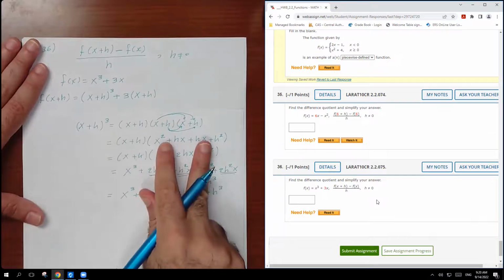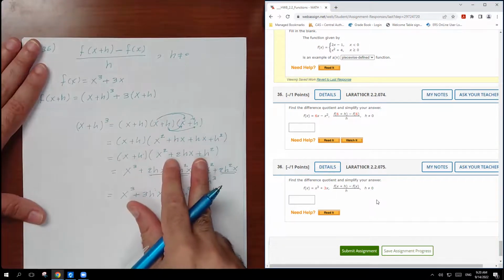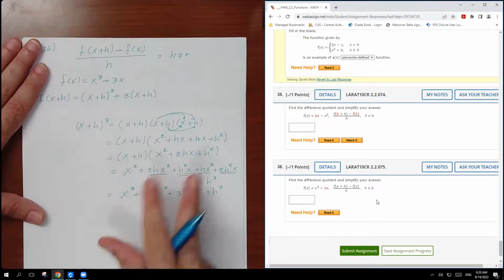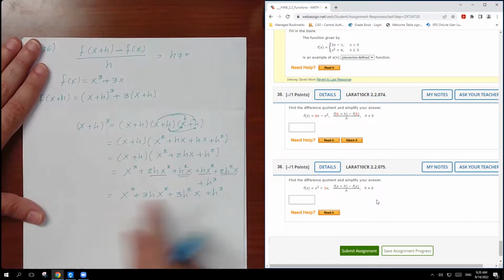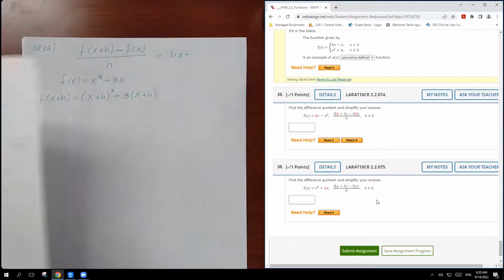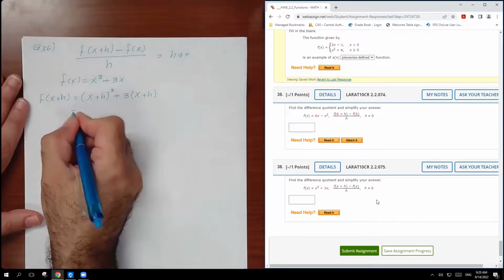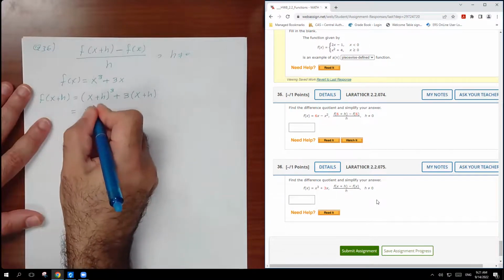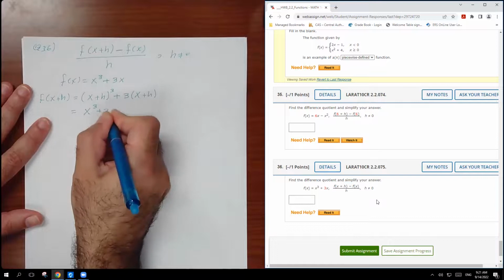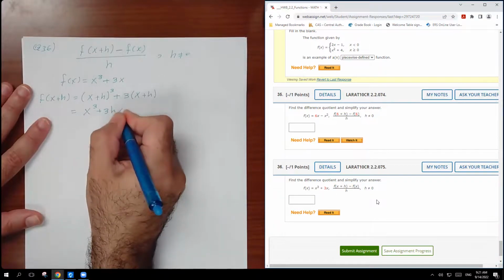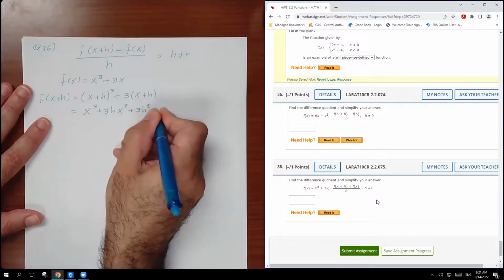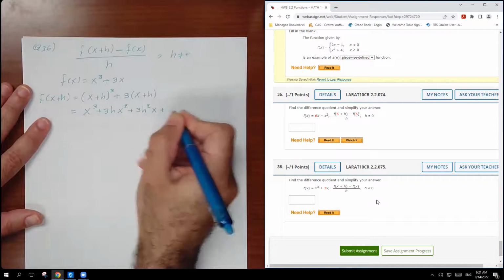The same thing: start with the first two parentheses, combine the like terms, then distribute the third one on the second polynomial, then combine the like terms, and here's the final result. I'm going to write down the whole thing here. So this one is going to be only this part: x cubed plus 3hx squared plus 3h squared x plus h cubed.